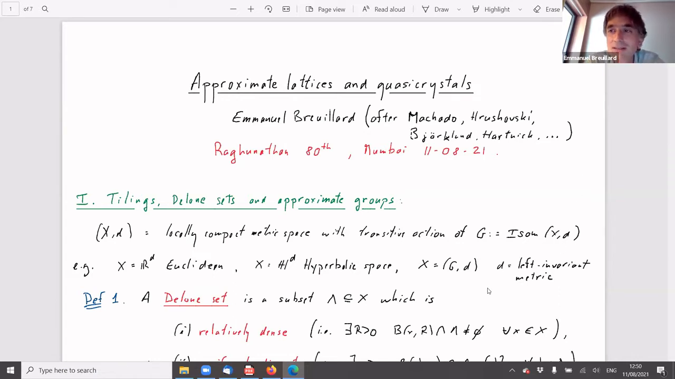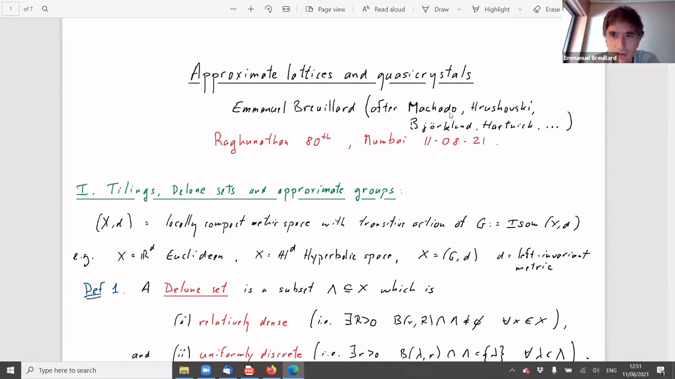As the title suggests, I will speak about approximate lattices and quasi-crystals. I will discuss work by Simon Machado, Ehud Ruszowski, and Michael Björklund and Tobias Hartnick. Simon Machado is a student of mine, and we've been discussing these things in the last few years. He hasn't graduated yet.